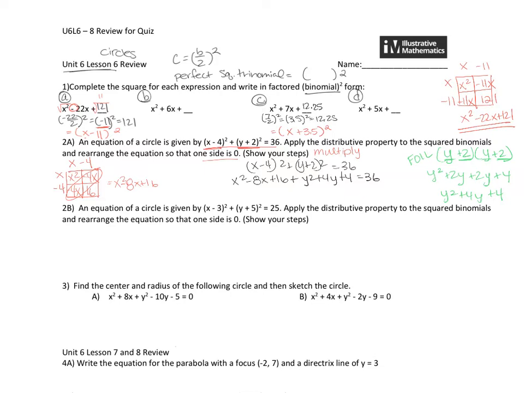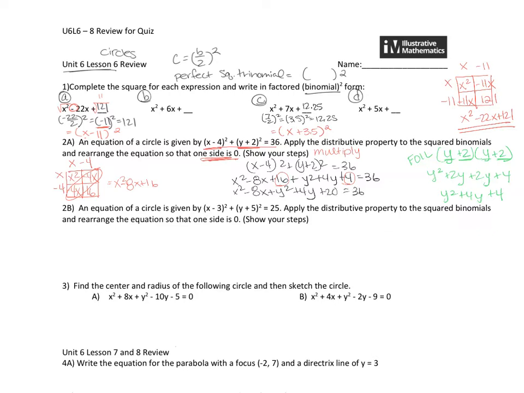So I've multiplied everything out. Now the last part I need to do is the part where I get one side equal to 0. Right now I have a 16 and a 4, which I could combine. So when I do that, I still have an x squared, I still have a minus 8x, I still have a y squared, I still have a 4y, and 16 plus 4 gives me a 20, equals 36.